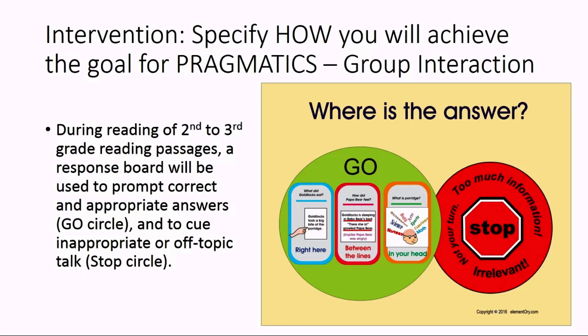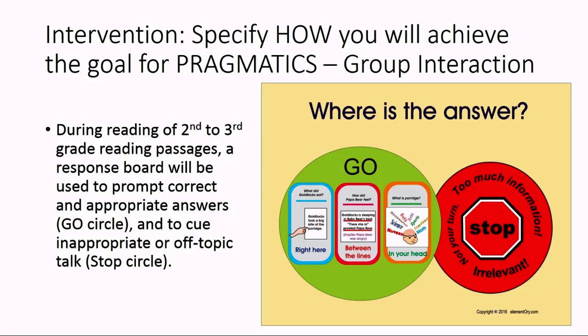Okay, so this is just a visual I use with kids. So when we're talking about something that's happening in the book, the go circle is the answer right here. What did Goldilocks eat? And it tells you right in the text that Goldilocks ate some porridge. So you can guide the kids to find that information. Or if you do have to read between the lines, and so if this is more interpretive.